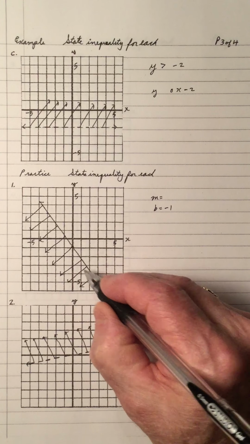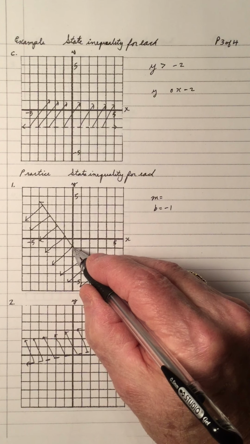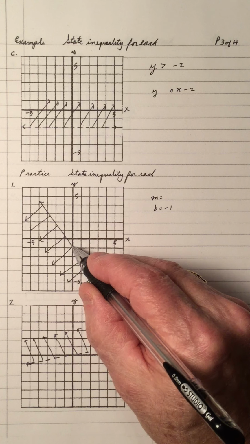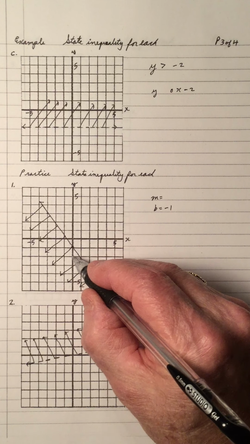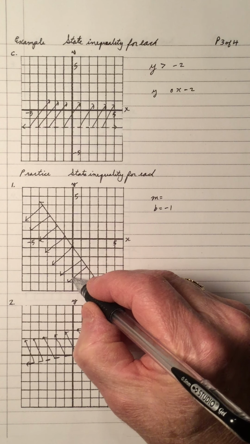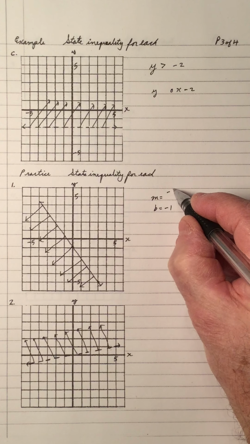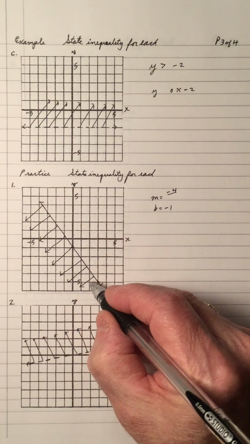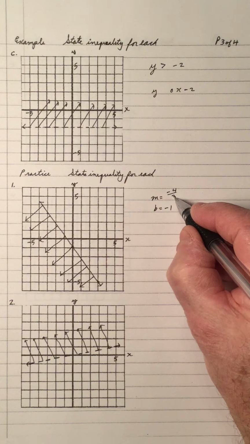Why? To go from this point to this one, notice I do my rise first. So I go 1, 2, 3, 4. So it's down 4, and I go 1, 2, 3 right. So that's my slope.